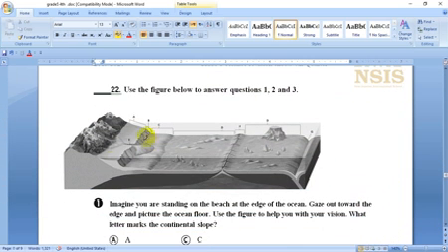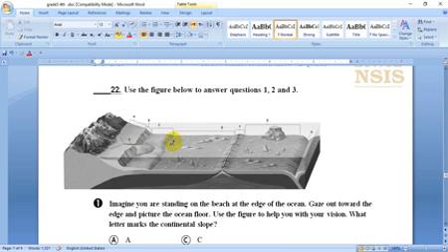Use a figure here to solve the three questions: 1, 2 and 3. Let's see the first question using this figure. Question 1. Imagine you are sitting on the beach at the edge of the ocean. Gaze out toward the edge of the picture, the ocean floor. Use the figure to help you with your vision. What letters mark the continental slope?